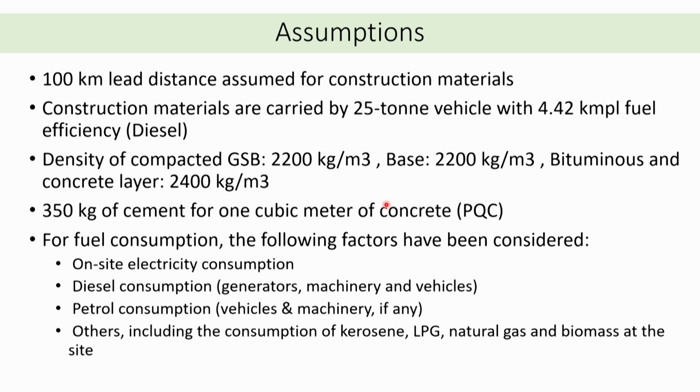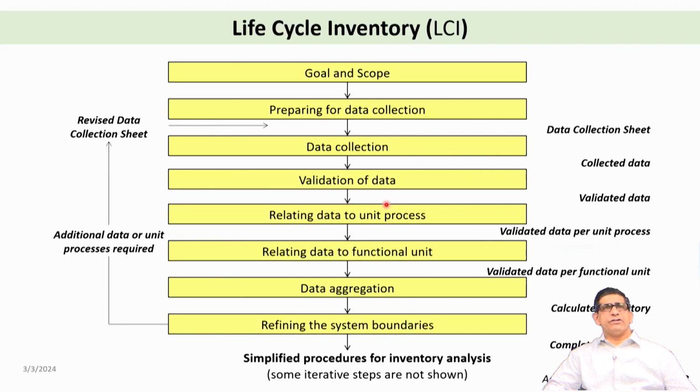Typically a 100 kilometer lead distance is assumed for construction material. Then you look at 25-ton vehicles with 4.4 kilometer per liter fuel efficiency, density of compacted different bases, how much cement, how much fuel consumption, and what factors are considered: electricity consumption, diesel consumption, petrol consumption, others, consumption of kerosene, LPG, natural gas, biomass based fuel. All those things you need to make a list of, all the assumptions that you are making, and then you come up with your life cycle inventory.